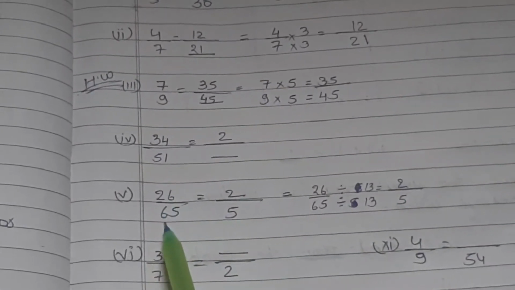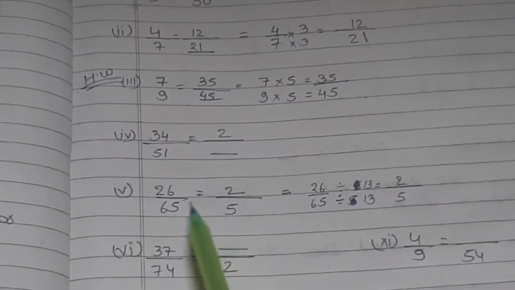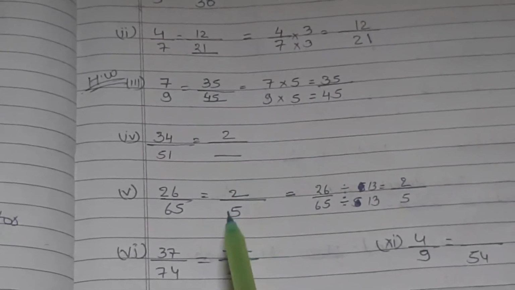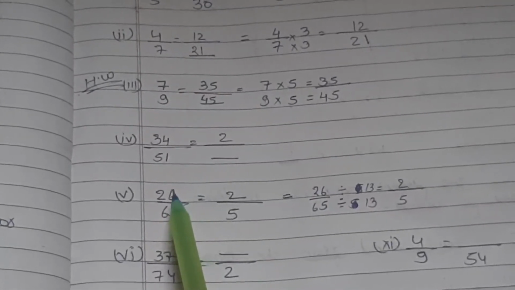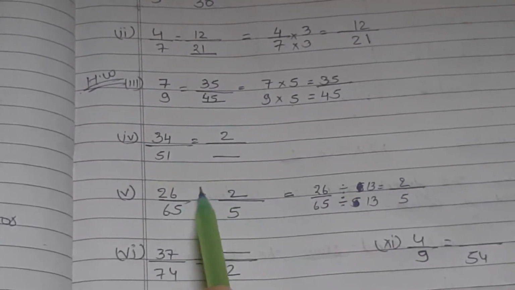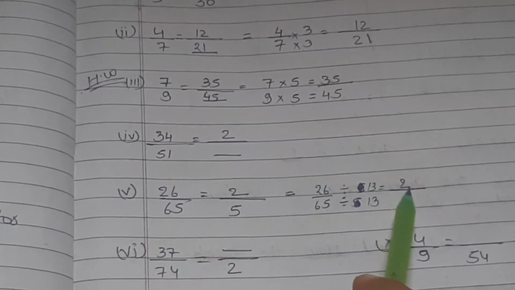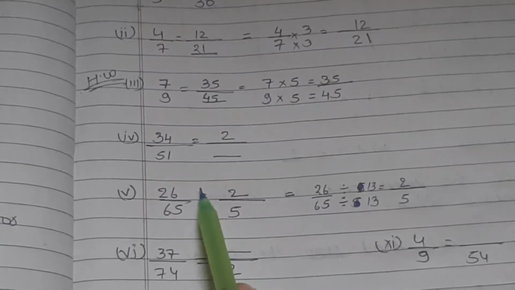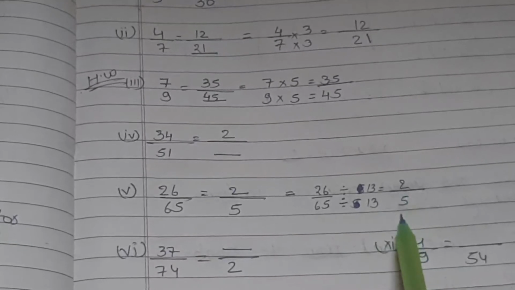So 26 by 65 is there. Okay, we are having here 26 by 65. So we know that whether 5 is there or 2 is there, firstly we have to see what we get by dividing. 26 divided by 2, what are we getting? 13. So with the same number we have to divide. What we are dividing here, the same number we have to divide here also. So in this way you will get the answer.